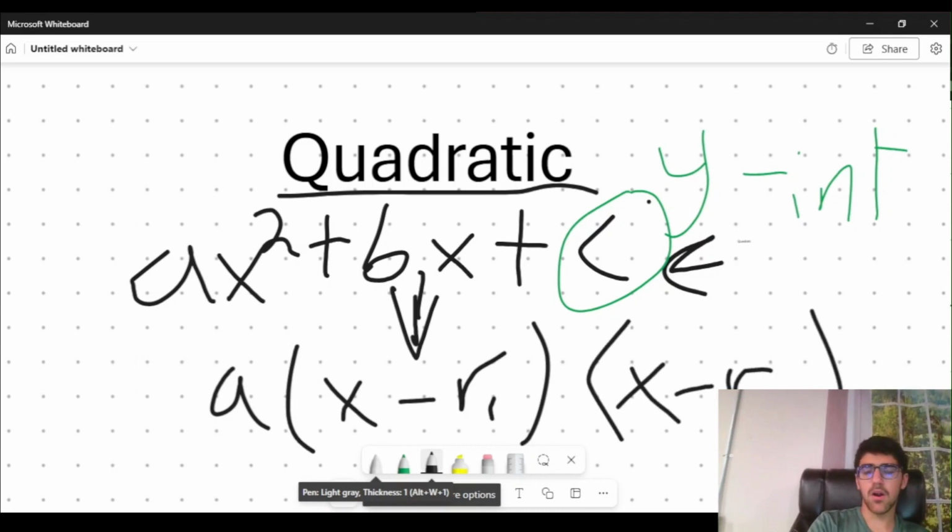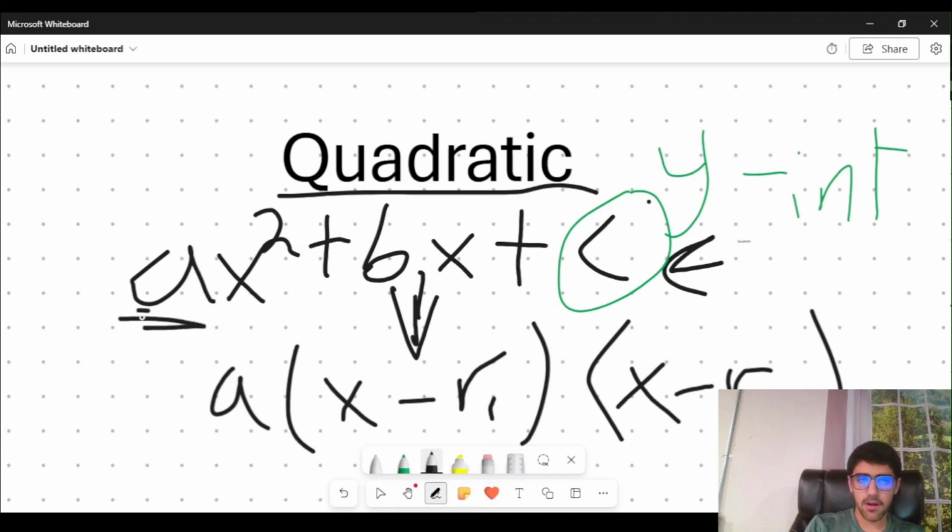What this means is that r1 is the first root, or x-intercept, or solution. They all mean the same thing. And r2 is the second solution, or root, or x-intercept. And the a always carries on. The a is always the same because a is basically how narrow or wide the quadratic is.